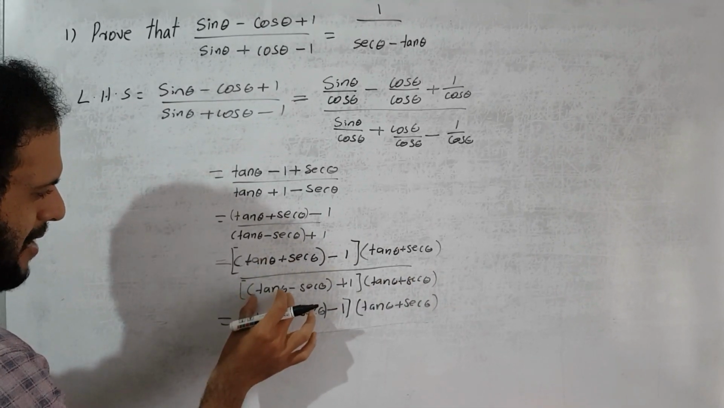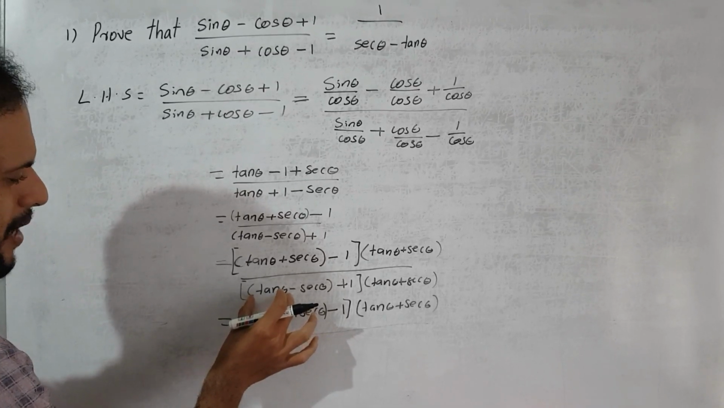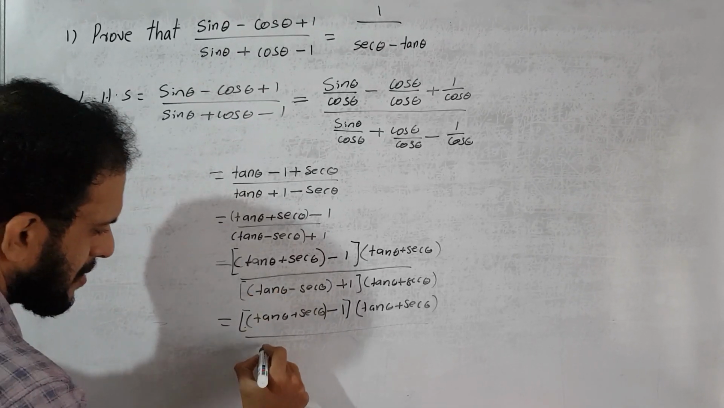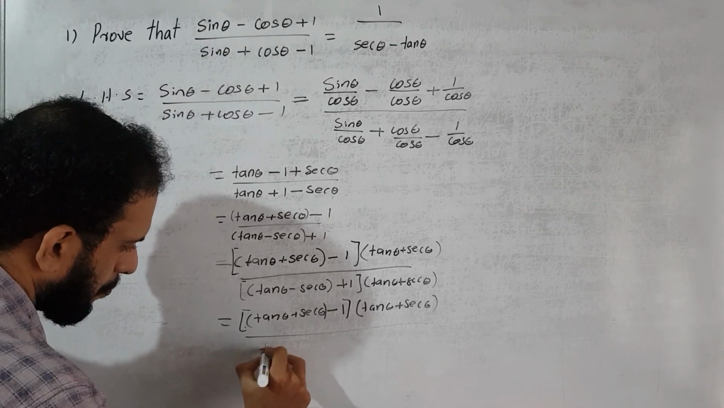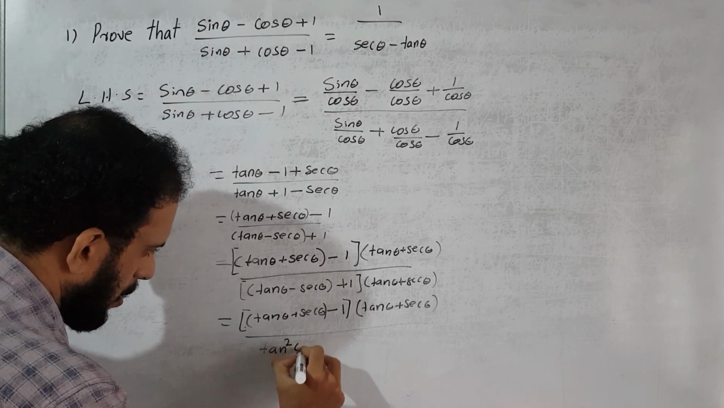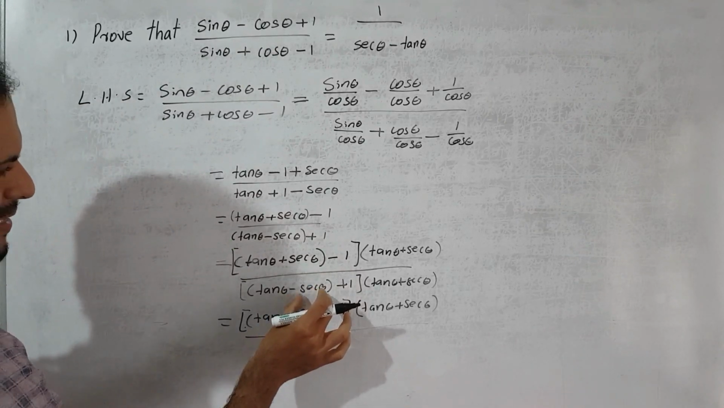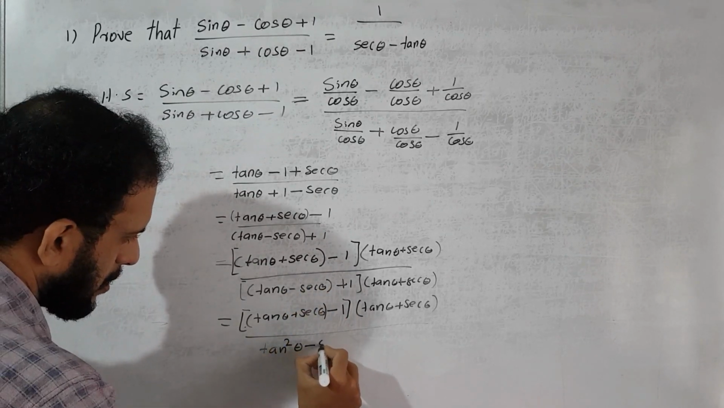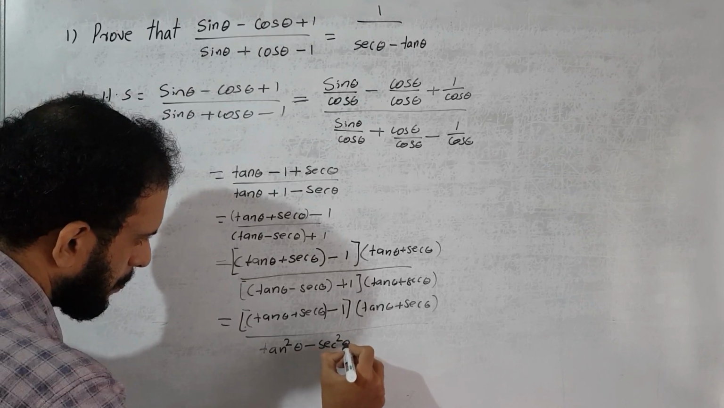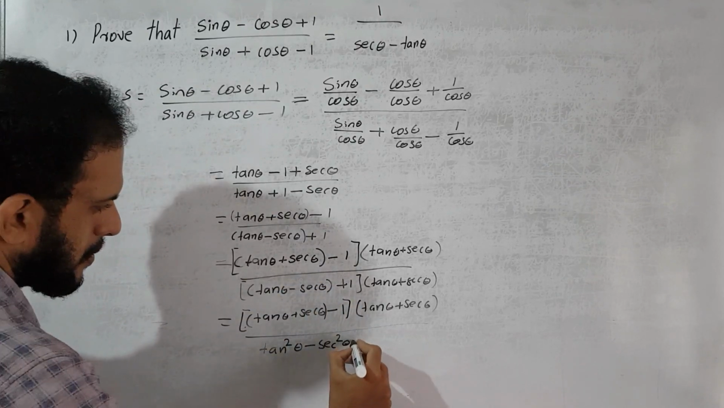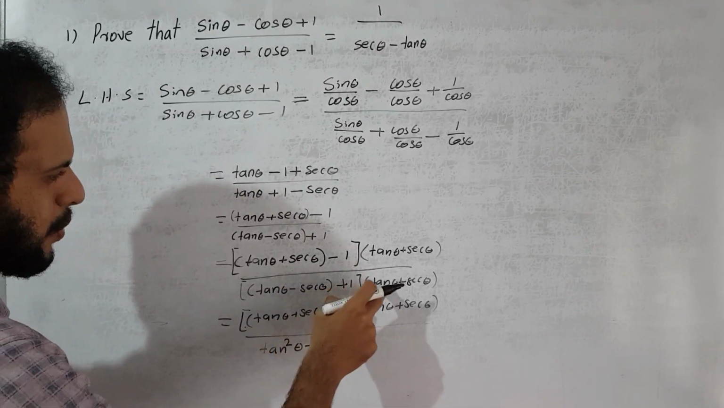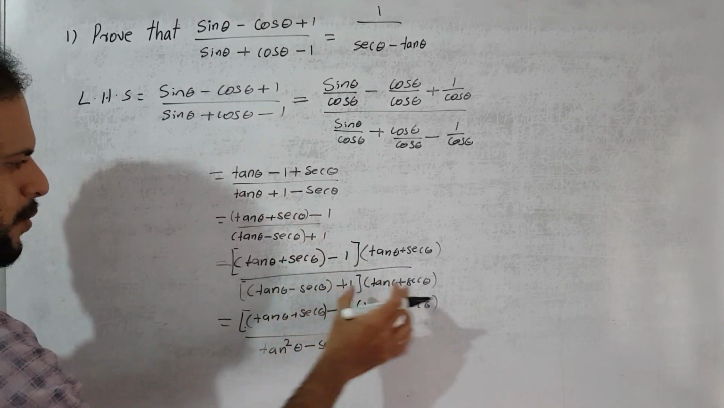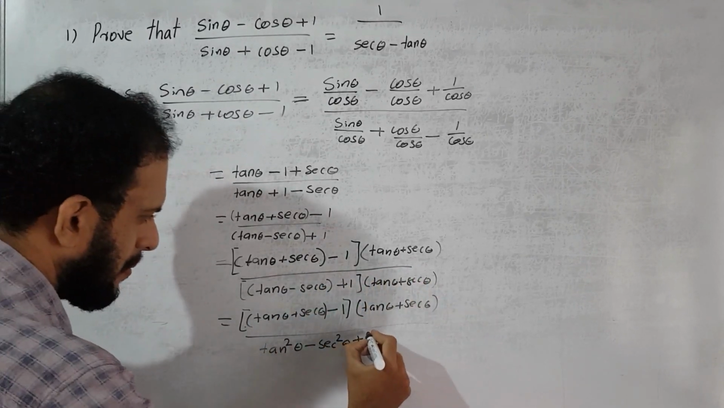A square means tan theta whole square. How do we write tan theta whole square? Yes, tan square theta minus, yes, sec theta whole square. What is sec theta whole square? We write sec square theta. Yes, plus 1 into tan theta plus sec theta, 1 into tan theta plus sec theta, same tan theta plus sec theta.